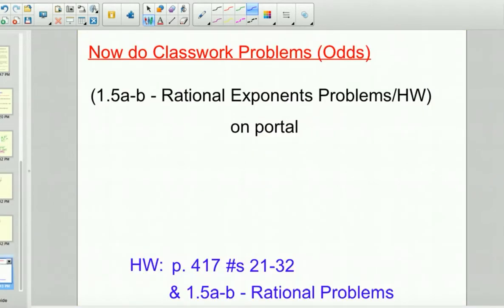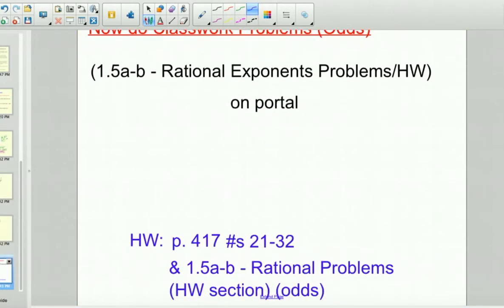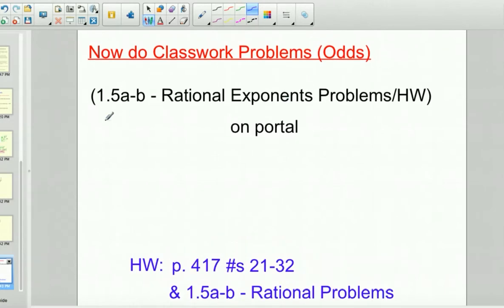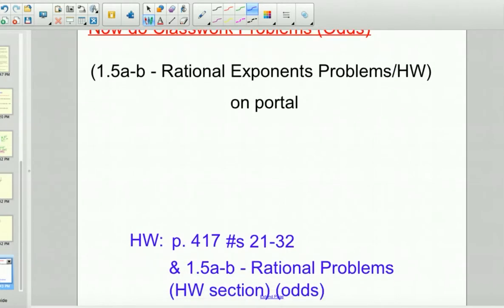So you have classwork problems. You're just going to do the odds. It's on Schoology. It'll say classwork, and it's also your homework. It's like 2 worksheets and 1 attachment. So for now, go through the classwork problems, do the odds, and then for homework, do the odds on the homework. And then also you have page 417, numbers 21 to 32.